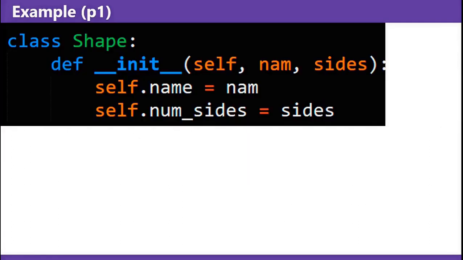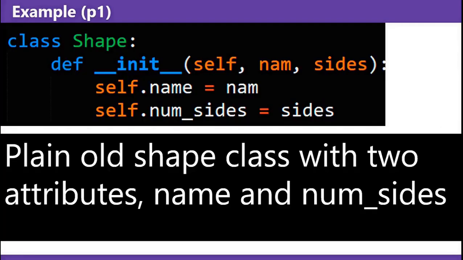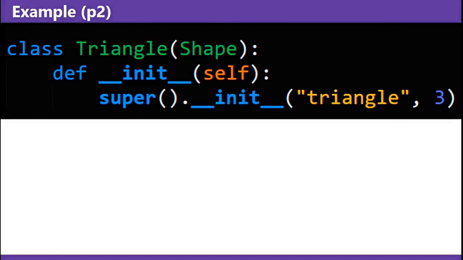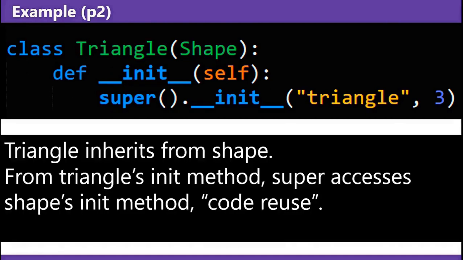From this first part of the example, nothing fancy is going on. You define a shape class with an init method, and the shape has two attributes, name and num sides. In this next part of the example, triangle inherits from shape. From triangle's init method, you're using super to access the init method of shape.